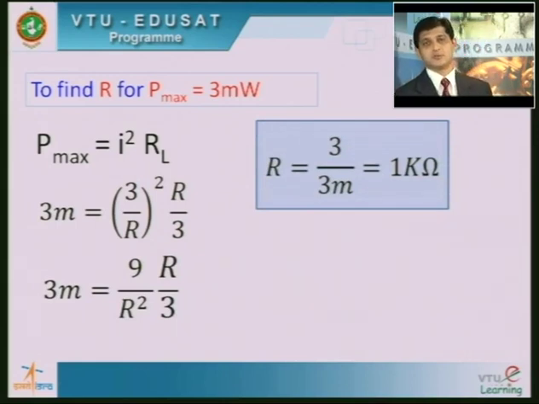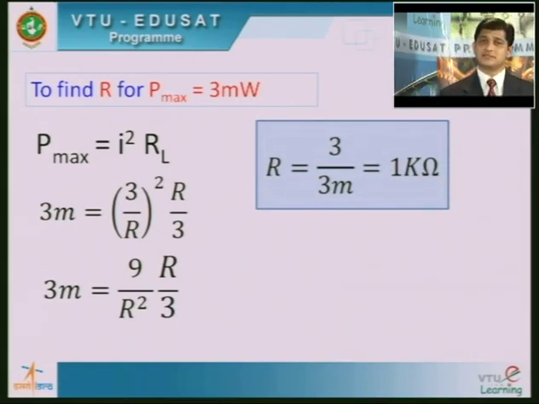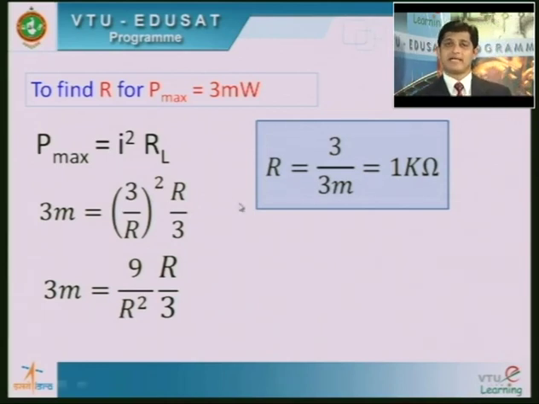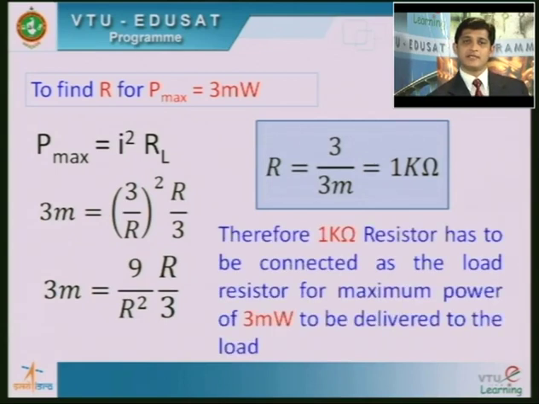ohm. So what is the conclusion that we can draw from this? We can say that if you connect resistance R equal to 1 kilo ohm, then the maximum power of 3 milliwatts would flow to the load. So this is how we need to solve this problem. Fine. That is what this statement is saying. Therefore, a 1 kilo ohm resistor has to be connected as the load resistor for a maximum power of 3 milliwatts to be delivered to the load.